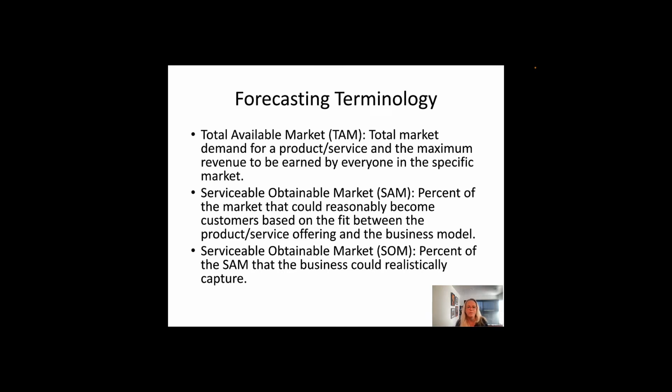Okay, and then finally we have the serviceable obtainable market, or the SOM, and that's the percent of the SAM that the business could realistically capture. So TAM, California; SAM, San Diego County; and maybe your SOM is Oceanside. That makes sense. I'm going to walk you through an example so you can see how this works.